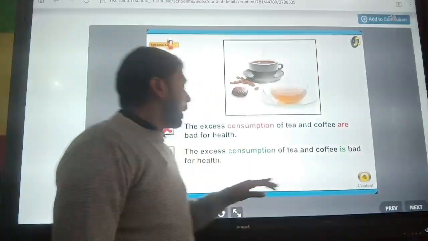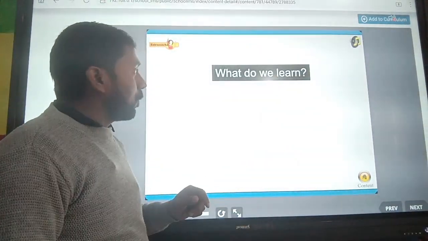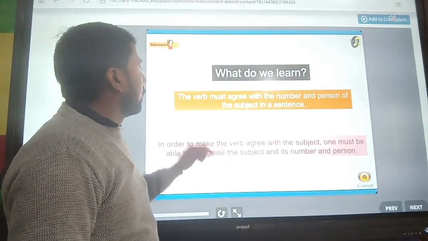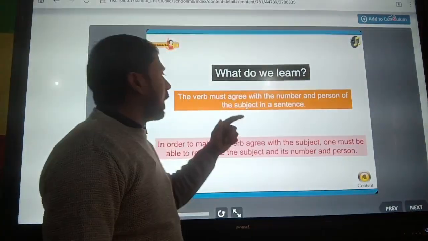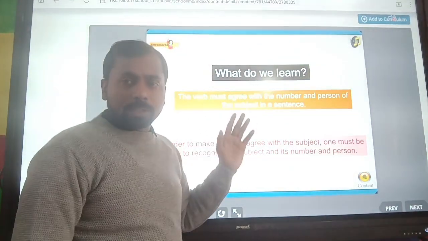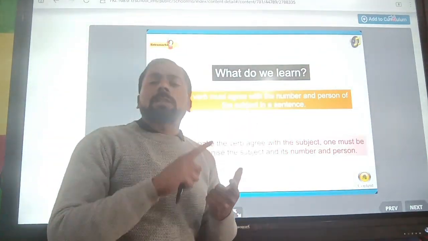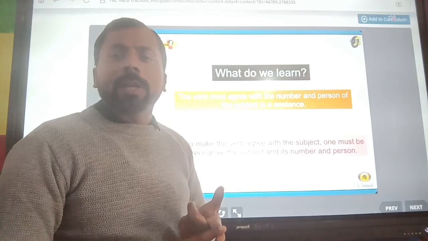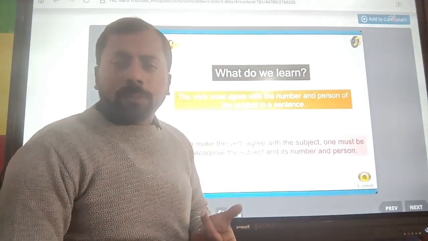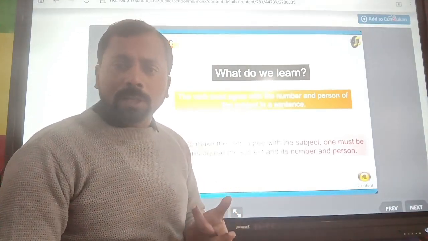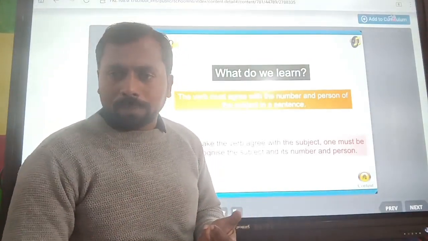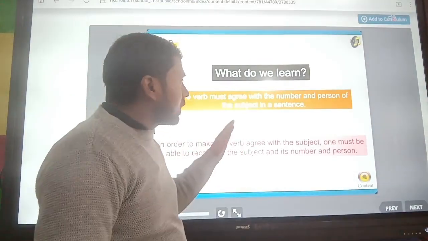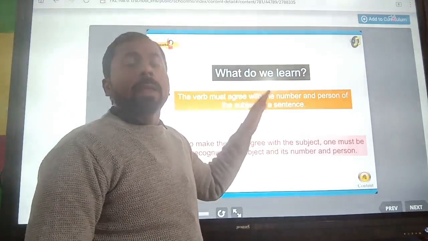It's clear? Now next is, what do we learn here? The verb must agree with the number and the person of the subject in a sentence. If our subject is singular, then we can use a singular number verb. And if our subject is plural number, then we can use a plural number verb. So this is called subject and verb agreement.